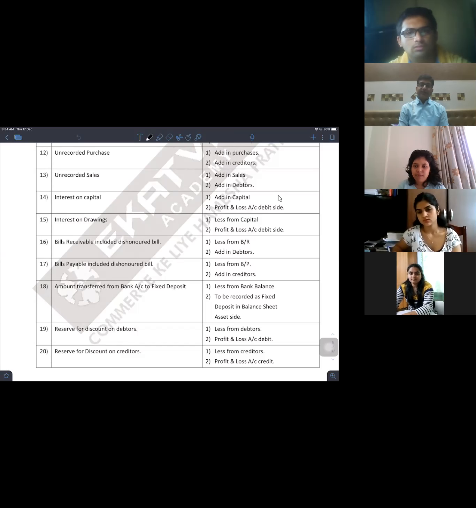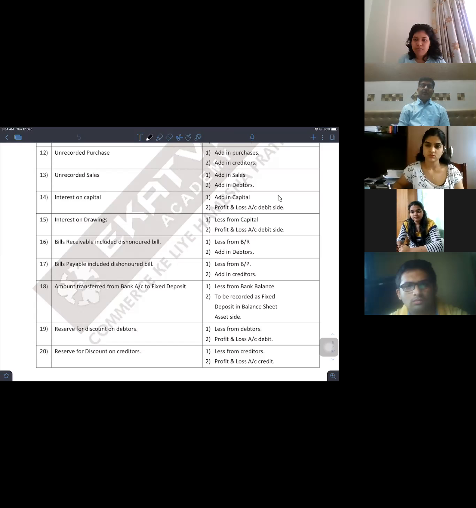So for that purpose, whenever there is an adjustment coming with reference to unrecorded purchases or unrecorded sales, those will be added to the respective item of purchase or sale, because you want to increase your purchase or sales in the trading account, and those will be added to the debtors or creditors in the balance sheet at the same time. Because when you pass the adjusting entry, purchase account debit to creditors account, the creditors will also increase and purchases will also increase.